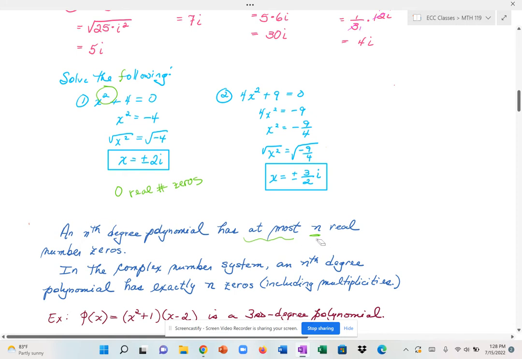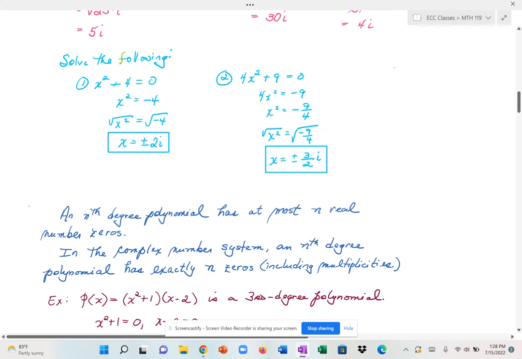In the complex number system, an nth degree polynomial will have exactly n zeros. That includes the multiplicities. So when you look at all complex numbers, including real and imaginary, you're going to get the same number of zeros as the degree. So this one definitely shows that. It's a second degree polynomial. I got 2 complex number zeros. So remember, a real number is a complex number, but an imaginary number is a complex number. It's not real.